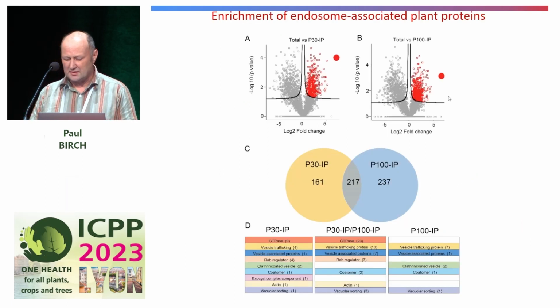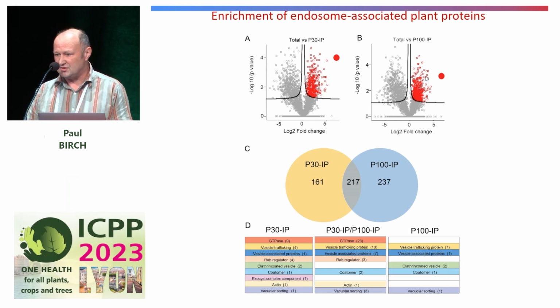So what do we see on the plant side? So these two volcano plots at the top, they show in red the proteins which are enriched from the ARA6 GFP IPs from either the 30,000 or the 100,000 spins. The large blobs are actually ARA6 itself, and what we have in these two cases is a total of around about 600 proteins, 200 of which are in common between the two sets. Amongst these, happily, are 80 proteins which are to do with vesicle trafficking. So that gave us a great deal of comfort that we were indeed capturing endosomes.